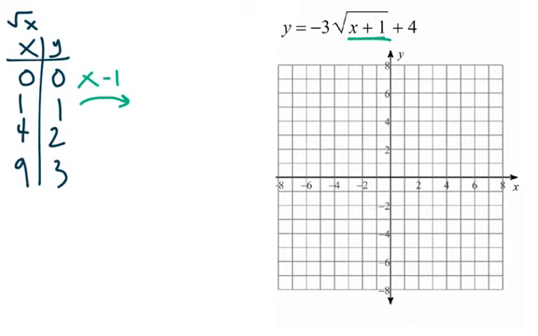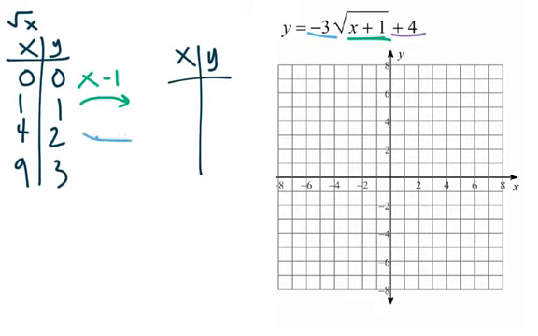Okay, now with the y values, we got two things going on outside of the radical, so we have to determine which comes first. And remember, outside of the radical things, those are happening vertically. And with vertical things, we do them the way they say, how they say it. So if you were just multiplying this out and simplifying, you would do 3 times first, then you would add 4.